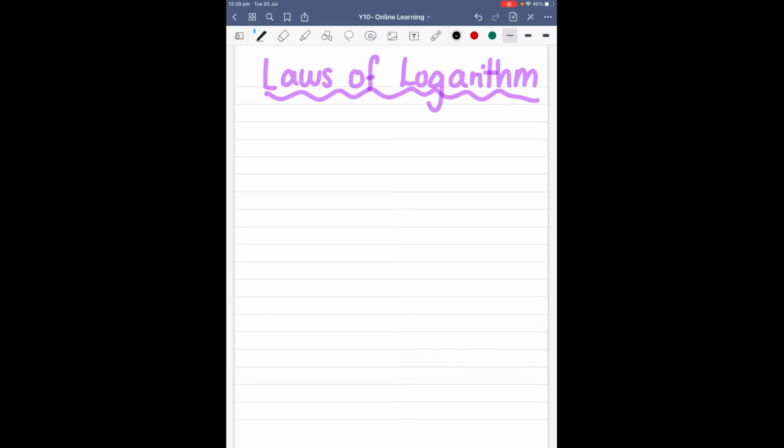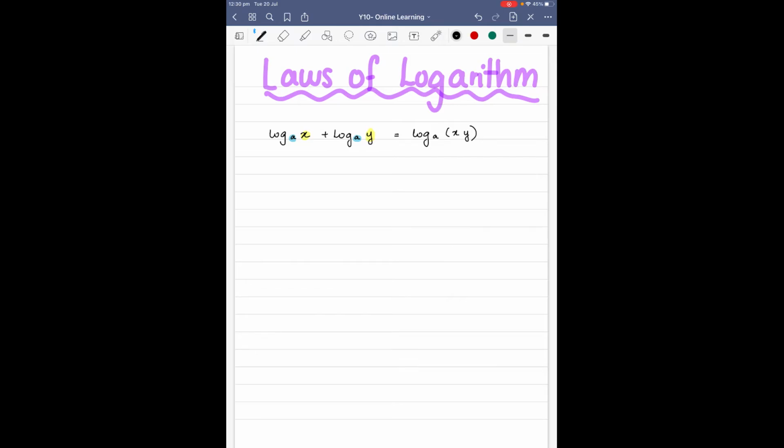So the first log law, let's say we have log base a x plus log base a y. You need to make sure your bases are the same. If they are the same, then we can combine these two logs together and you multiply the insides. So log base a remains the same, but this time we have x times y. Okay, that's the first one.